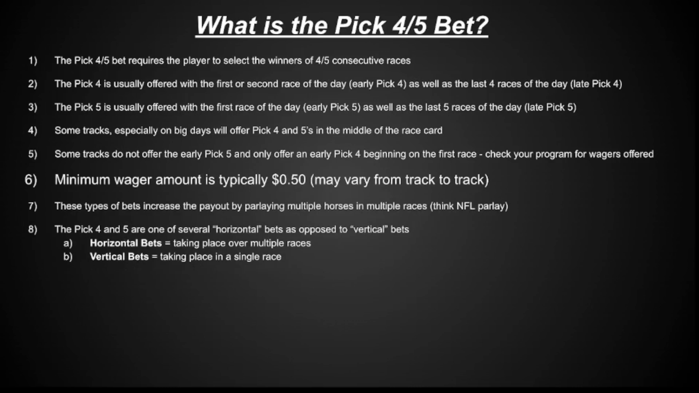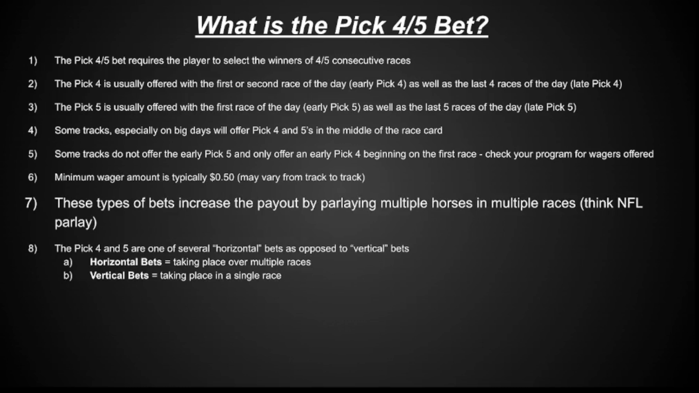The minimum wager amount is typically 50 cents for these bets that I've seen, but it may vary from track to track. It may be $1. Some overseas tracks have 20 cents, I've seen, so just make sure that you check with your local track or in the program how much the minimum bet is for the track that you're playing. For this video, we're going to use a 50-cent minimum.